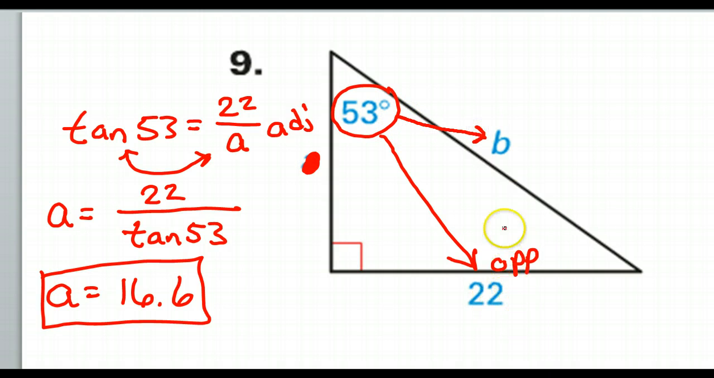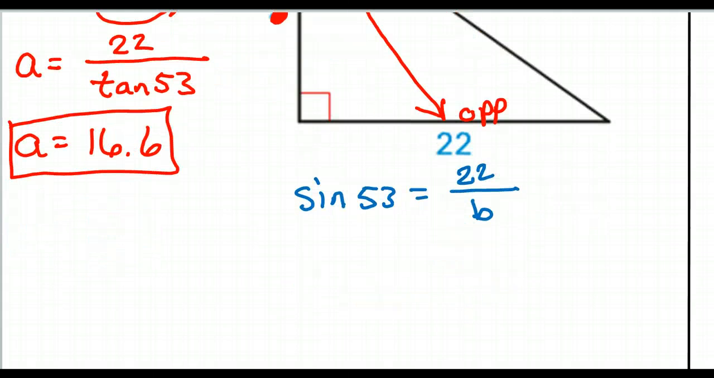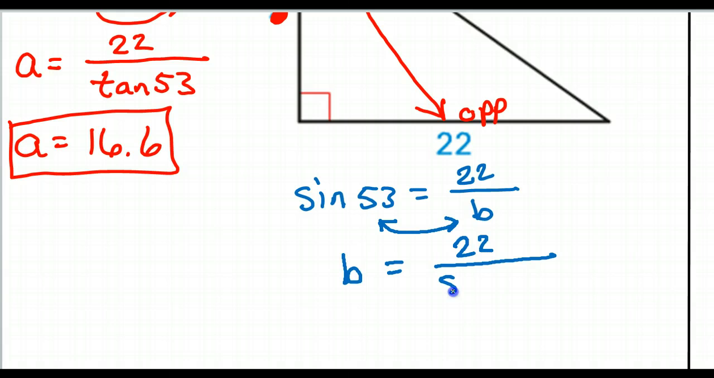Okay, 22 is still opposite, but B is the hypotenuse. Opposite over hypotenuse. Guess what that is? That is the sine function. Opposite over hypotenuse. So I will say sine, notice I say sine, not sin, sine of 53 degrees is equal to opposite over hypotenuse. So 22 over B. See how the variable is in the denominator? Well, that is when I reverse these. So that's going to give me B equals 22 over sine 53.